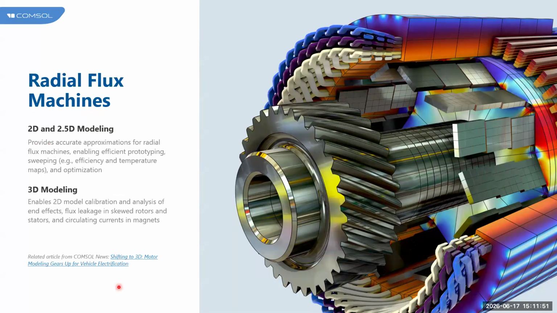When talking about different types of machinery that you can simulate with COMSOL, you can model radial flux machines, and you can model them in 2D, 2.5D or 3D as well. So in case you want to take into account the end effects or flux leakage in skewed rotor geometries, etc., you can also switch to 3D modeling.